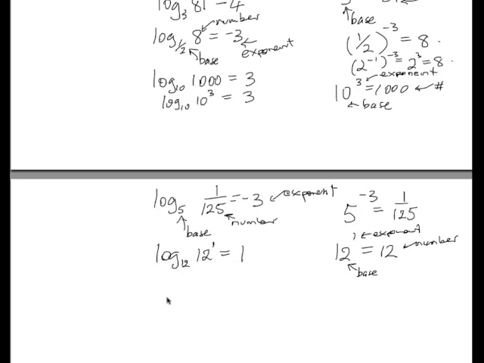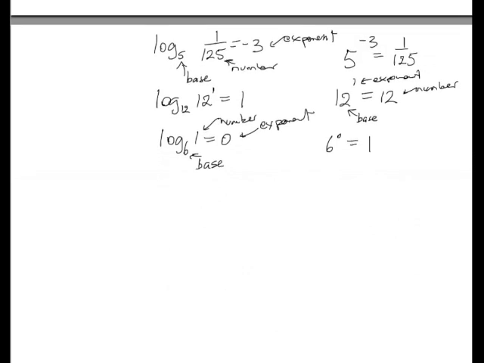Right, let's also look at, let's suppose I have log in base 6 of 1 is equal to 0. What does that mean? Well, of course, here's our base. Here is our number. And here is the exponent. So what this is saying is that 6 to the 0 is equal to 1, which of course we know is in fact true.